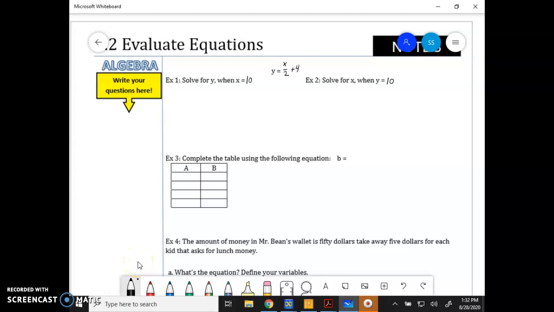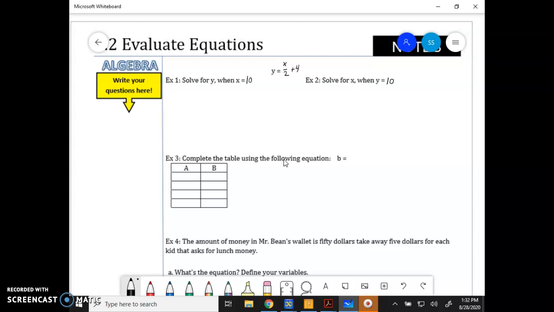Okay, here we go. This is Algebra 2, 0.2. Should be in the same packet as your 0.1 on solving simple equations. This is not ready for a full unit yet. We're kind of easing into it, so we're just going through some review stuff. Evaluating equations is just when you plug some numbers into an equation and solve.